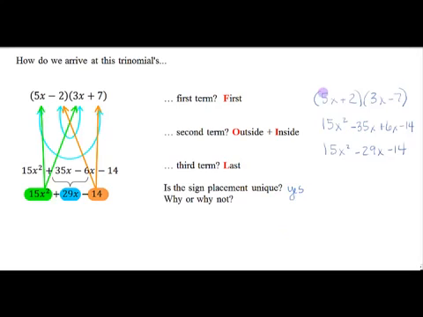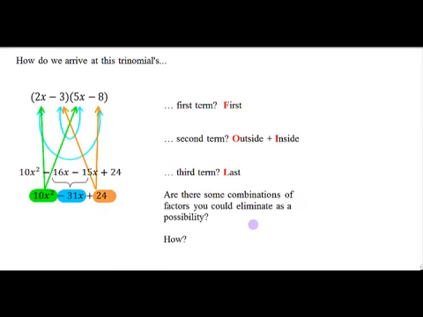Here, if we have the factors in the same place, but we switch the signs, we'll get the same middle term, but a different sign, which means it's a different trinomial. How do we arrive at this trinomial's first term? Again, the first term comes from multiplying the first. The second term from the outside and then the inside, and then add them together. And then the last from multiplying those.